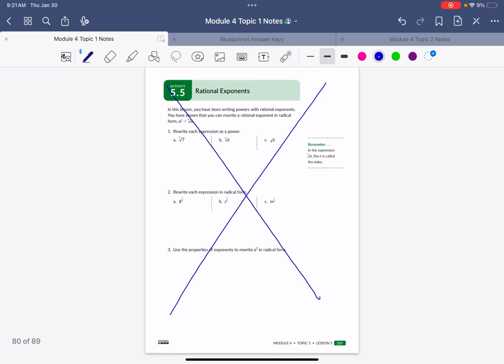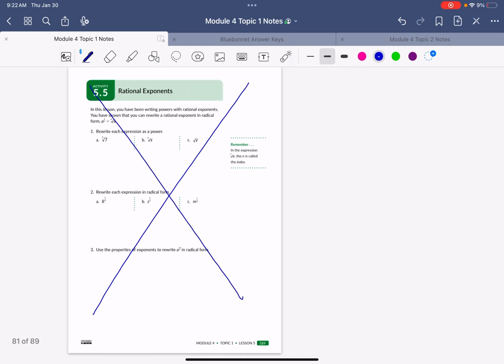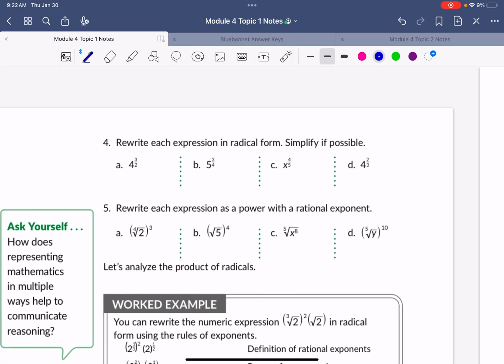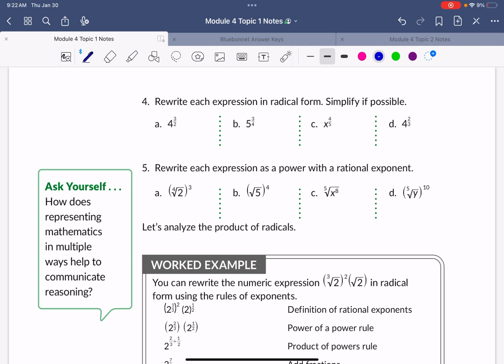Okay. For 5.5, we're going to cross that out. We're not going to do that right now. I do want you guys to get some practice up here. So up here on number 4, they want you to rewrite each expression in radical form. Remember, a radical means that it's talking about your square roots. Okay, and then they want you to simplify if possible. So I will do one of them for you really quickly.